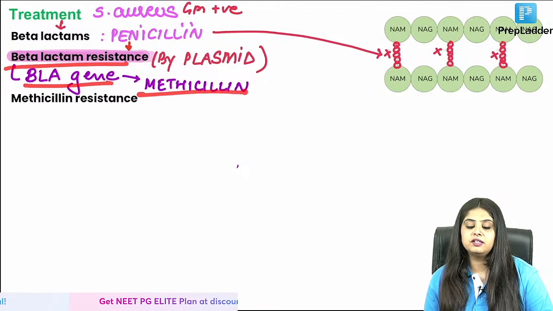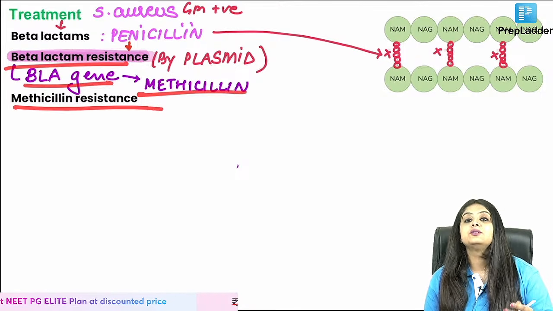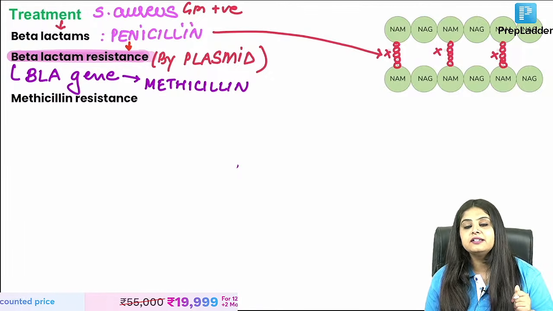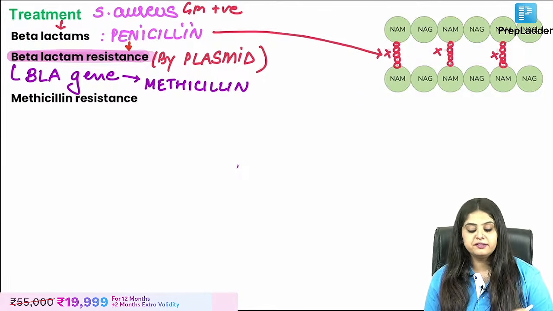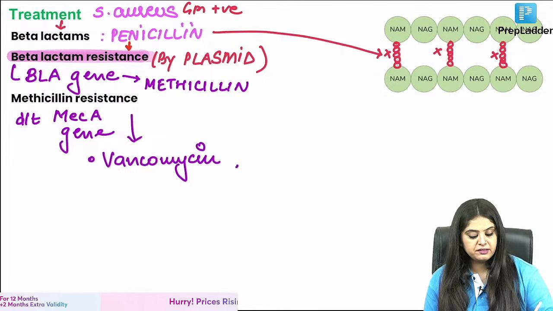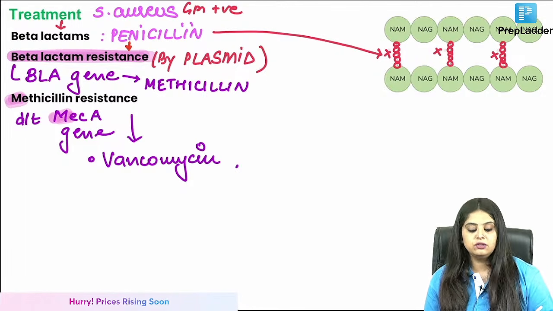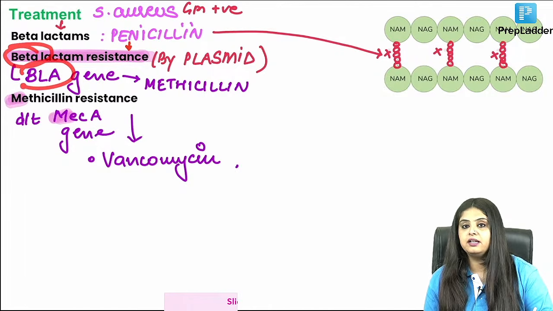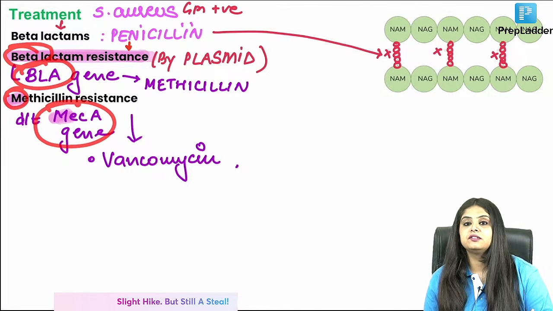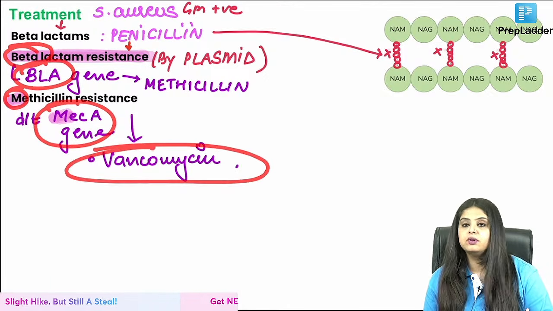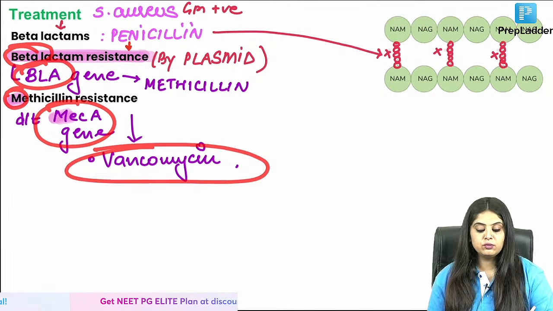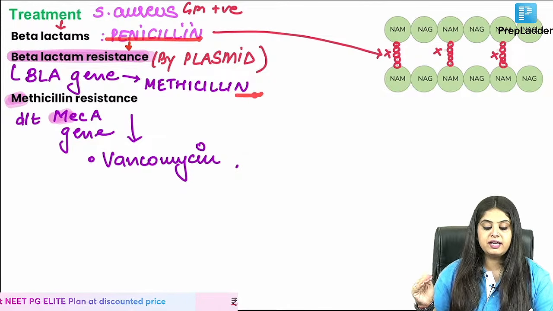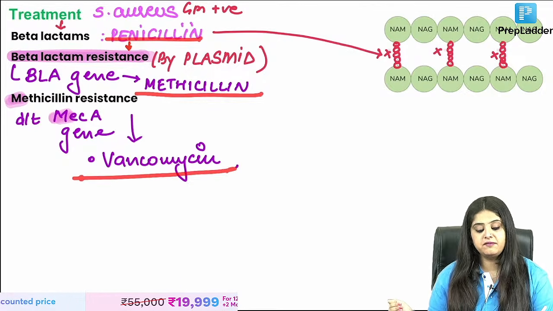We give methicillin. But then bacteria says, to hell with you, I will now do methicillin resistance. How did it do methicillin resistance also? ME for methicillin, ME for MEC-A gene. तो simple, beta-lactam के resistance के लिए BLA gene, methicillin के resistance के लिए MEC-A gene. Now what will you do? Ma'am, now my option is vancomycin. तो पहले दिया penicillin, resistance हुआ, I give methicillin. फिर resistance हुआ, I give vancomycin.